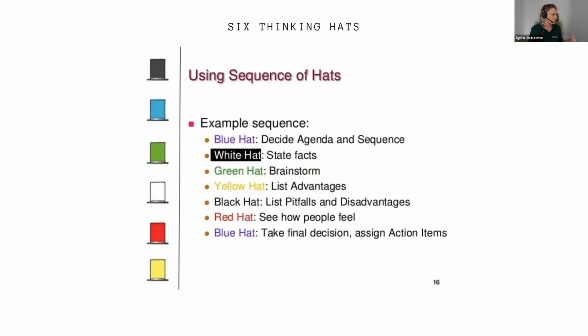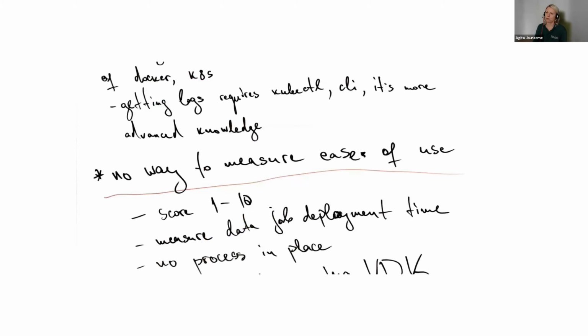So then we had another special brainstorming session on how to make VDK easy to use. And what we used is the six thinking hats method. Basically, when we decide what we do, we state facts, brainstorm, list advantages and disadvantages, then how we feel, and make a plan. I'm just going to share a couple of images from what was there.